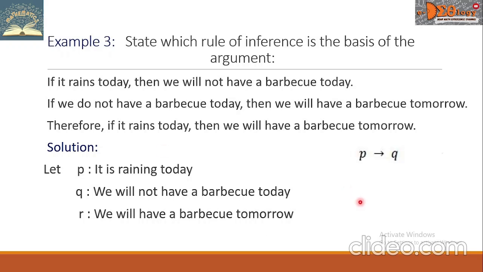For our first sentence, this is denoted by P implies Q. For the second sentence, this is Q implies R. For the third sentence, this is now the conclusion, and we have P implies R. The rule of inference here is hypothetical syllogism.